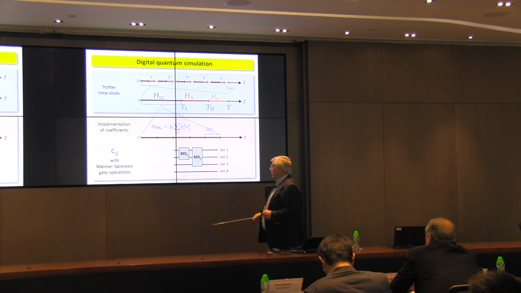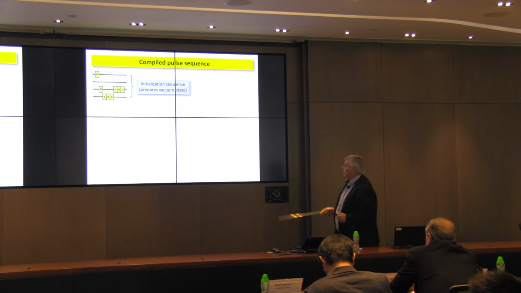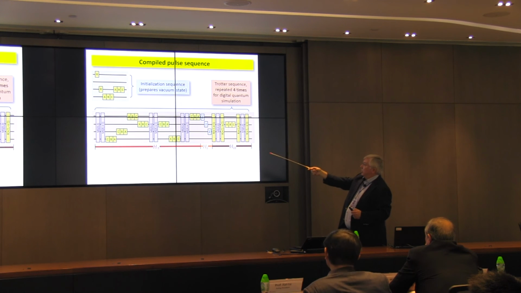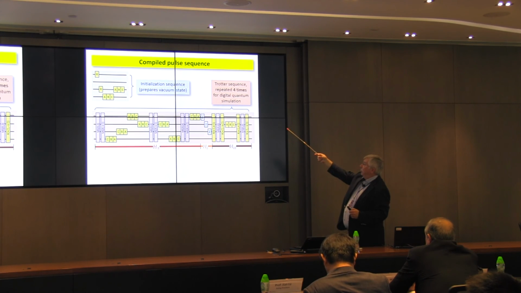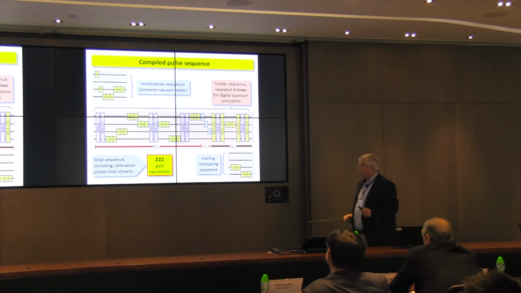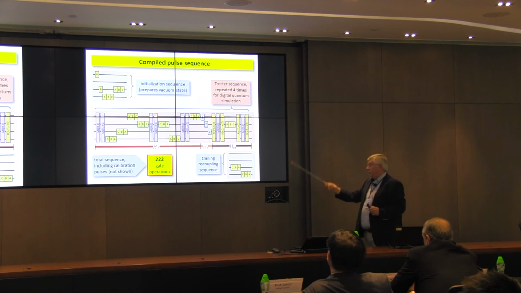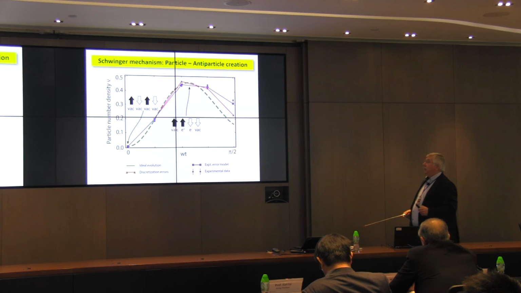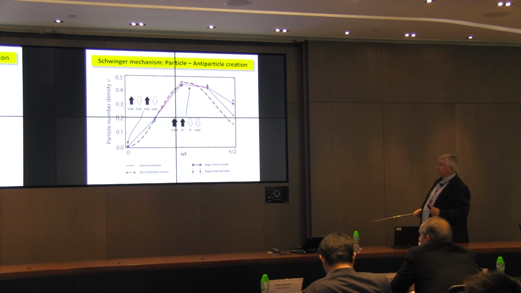It comes down to this, so that the entire program, after an initialization sequence which prepares the vacuum state, looks like this. But this is to be repeated four times, so this is a total of about 220 gate operations that we have here, and of course we have to have a trailing operation in order to prepare things for a measurement. To make a long story short, this is the outcome.